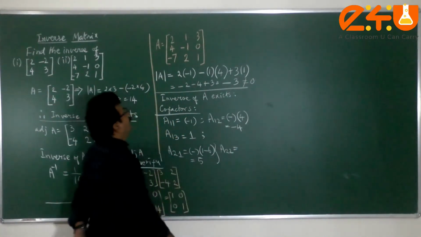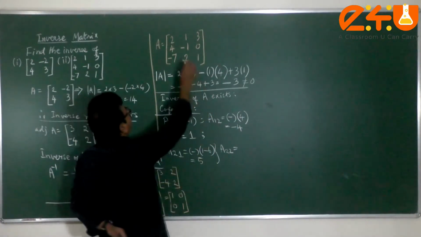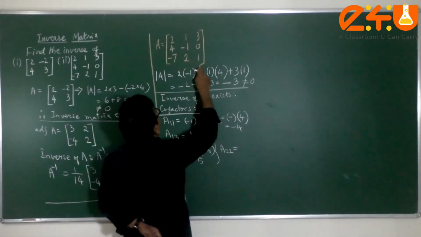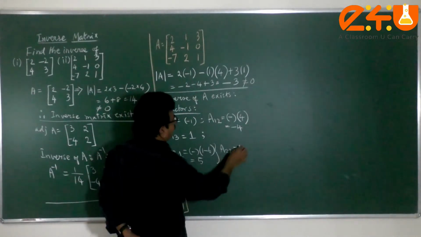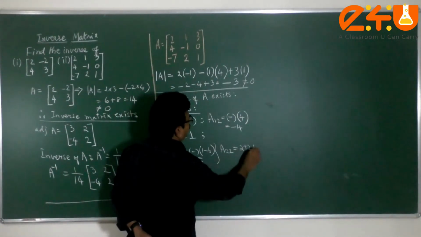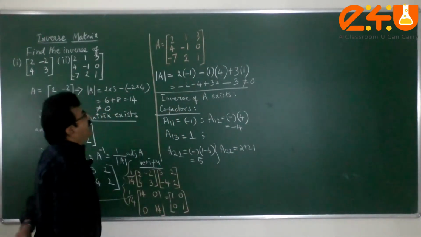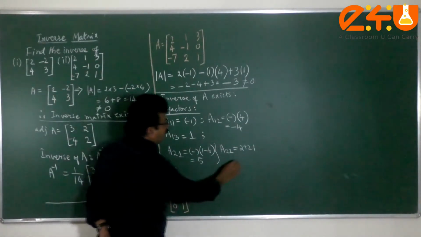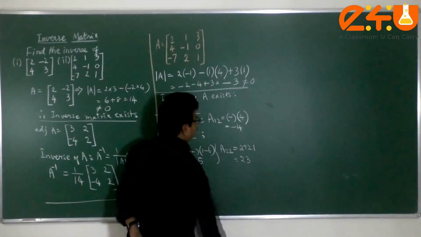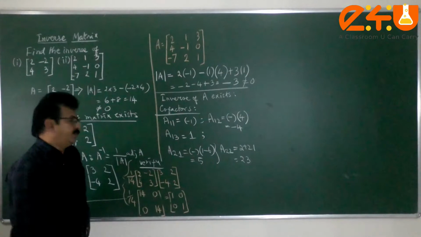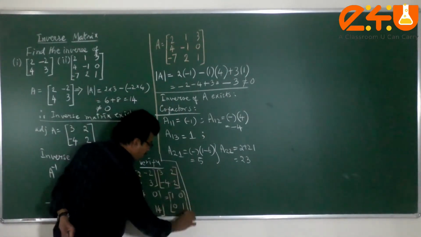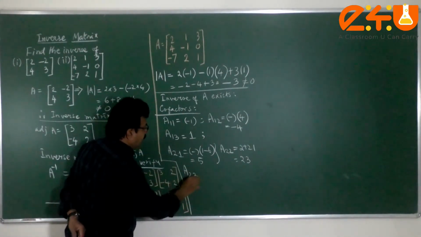A22, it is minor 22 only. So 2 times 1 minus of minus 21. So 2 minus of minus 21. So it is 2 plus 21. The answer is 23. Let us proceed to A23.